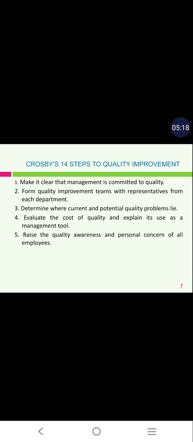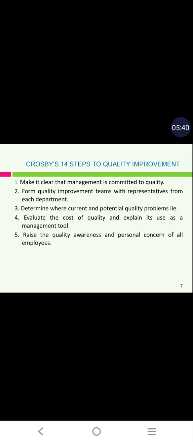The next contribution of Philip Crosby is that he has given a detailed 14 steps to improve the quality in a particular product. He has suggested this, same as Edward Deming. Crosby also has suggested 14 steps. Now we will discuss one by one in detail.